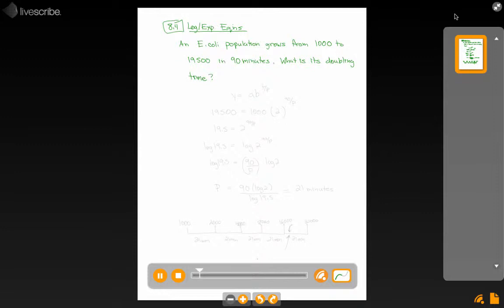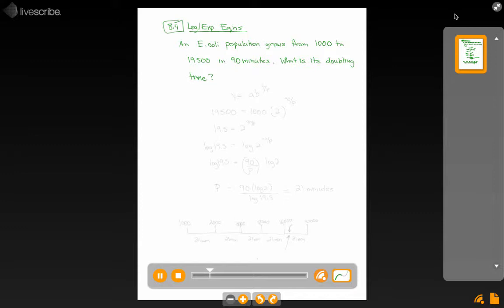E. coli is a bacteria that normally lives inside of people's and animals' intestines, but if you consume it without cooking the food properly, you can actually get really, really sick. But anyway, there's a bio note for the day. It grows from 1,000 to 19,500 in 90 minutes. The question is, what's its doubling time?